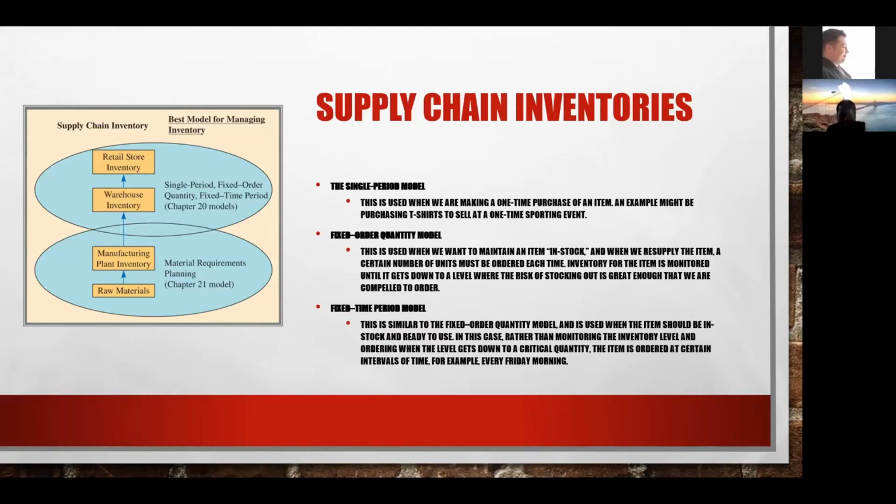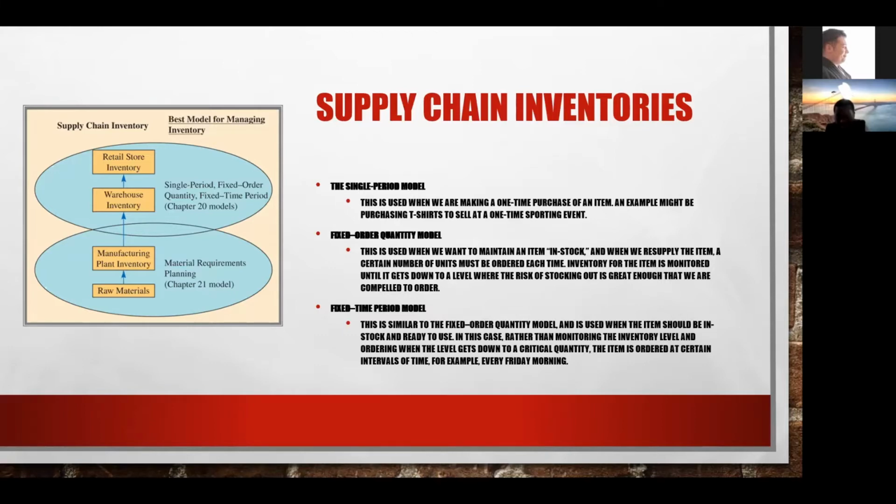The fixed order quantity model is used when we maintain an item in stock. When we supply an item, a certain number of units must be ordered each time. Inventory of the item is monitored until it goes down to a level where the risk of stocking out is great enough to order. So basically, there's a bottom limit for ordering. They have a measurement set up, and if the level goes lower than that, they set new orders, because they don't want to keep too much inventory in their warehouses.